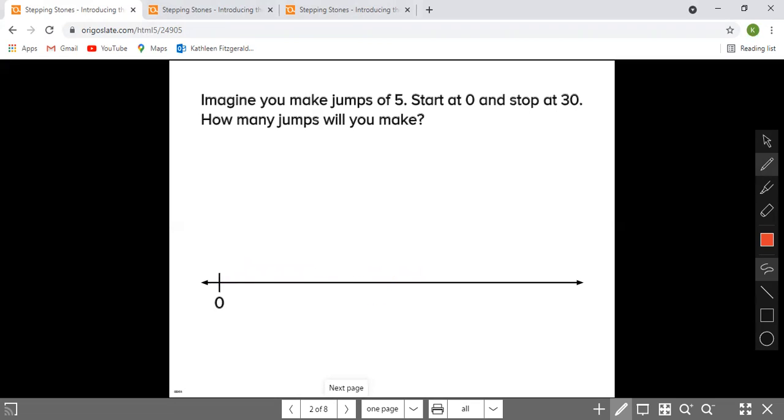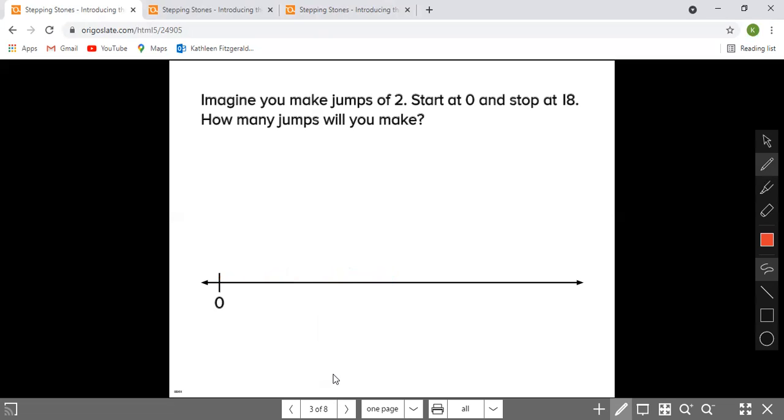Now we're making jumps of 5, going from 0 to 30. Okay, so we go 5, 10, 15, 20, 25, 30. How many jumps will you make? 1, 2, 3, 4, 5, 6. So we know that 30 divided by 5 equals 6, because we had jumps of 5 and we made 6 jumps altogether.